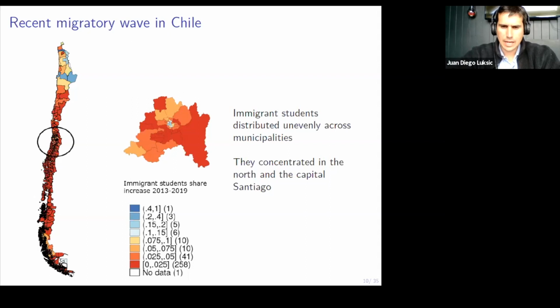And I don't have a slide where I talk about the different nationalities of immigrants, so I guess I should do it now. Most immigrants came from Venezuela first, then Peru, Colombia, Bolivia, and Haiti as well. And of course, according to different nationalities, they arrive in different places because of historical reasons. In the north, it's mostly Bolivians and Colombians, and the center is Peruvians, Venezuelans, and Haitians.